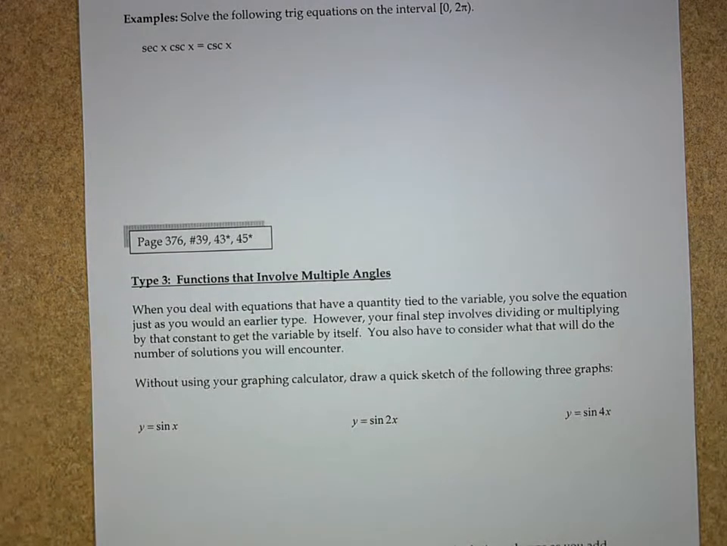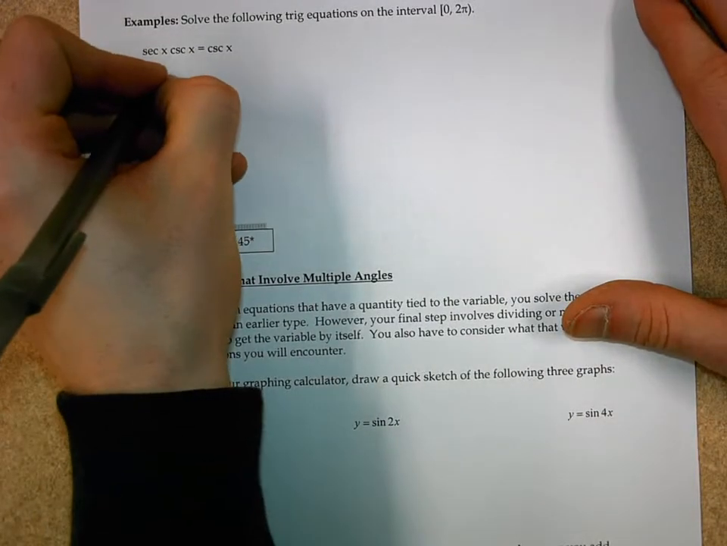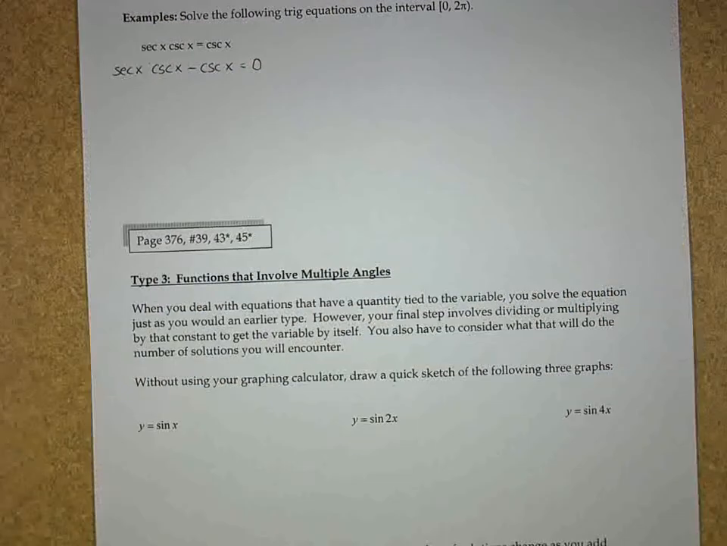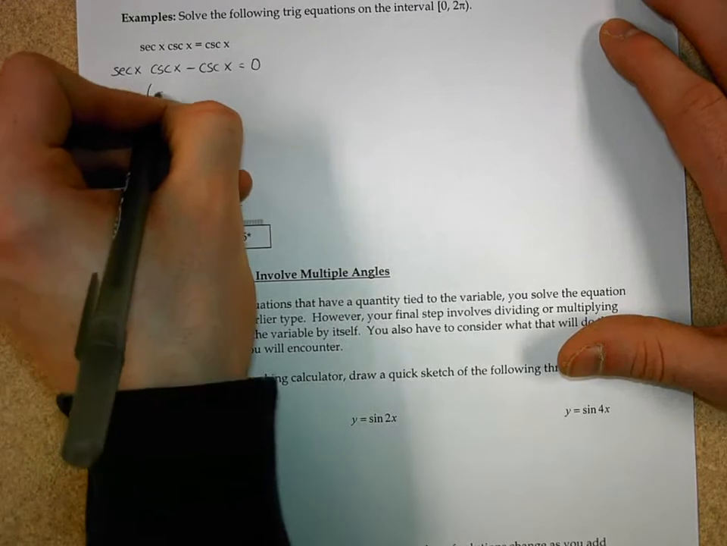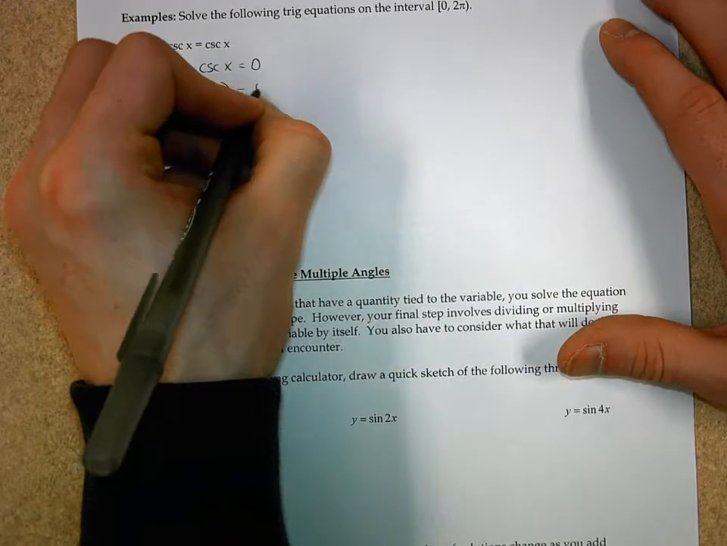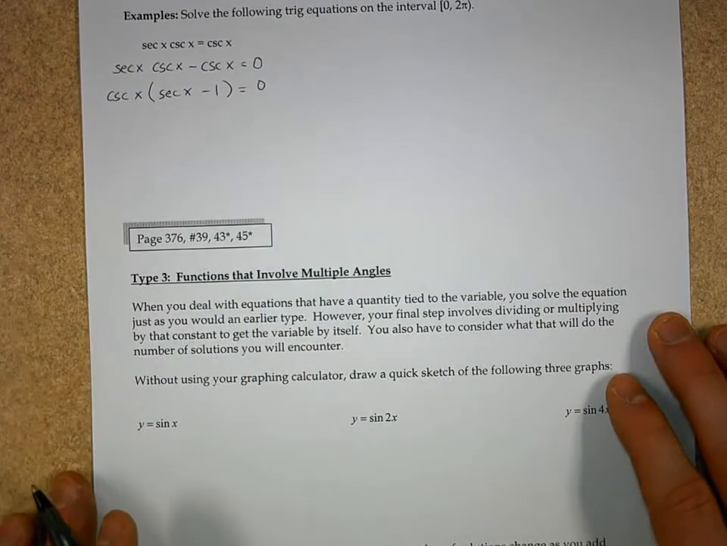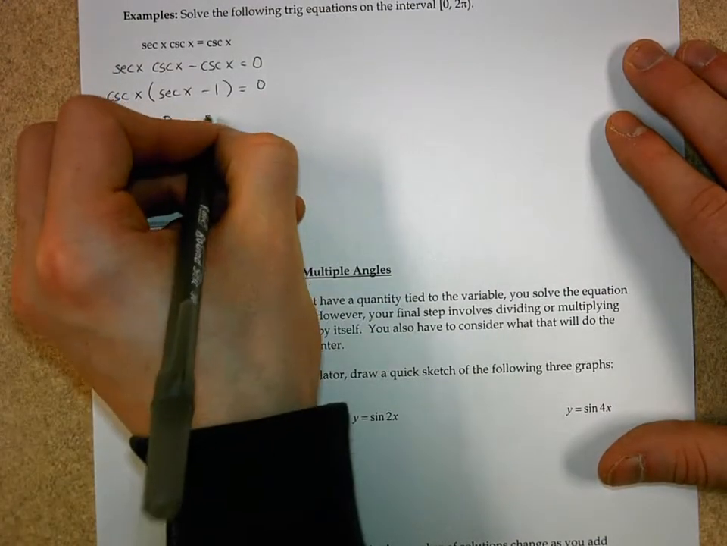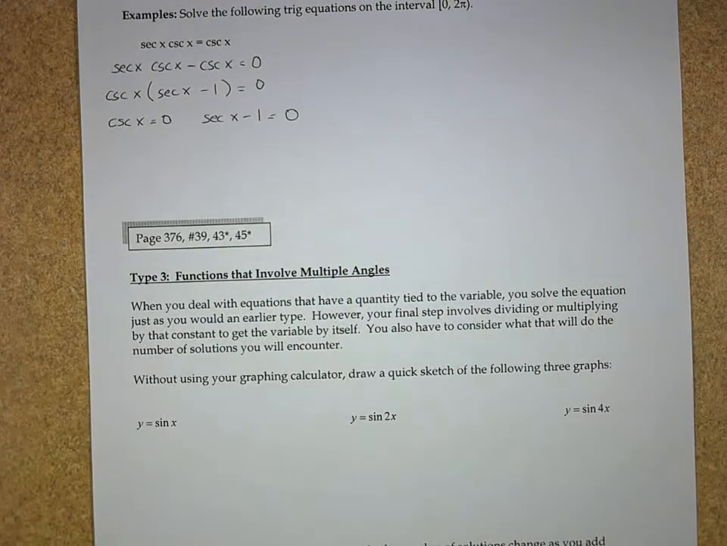This is one where we're going to move everything to one side and factor. So the secant of x cosecant of x minus the cosecant of x is equal to 0. Now what can I factor out from there? If you look at it, I can pull out a cosecant from both. So the cosecant of x, then I'm left with secant of x minus 1. Since I've got two pieces being multiplied together, I can apply the zero product property that says each piece individually has to be equal to 0. And then I'll go about and solve.